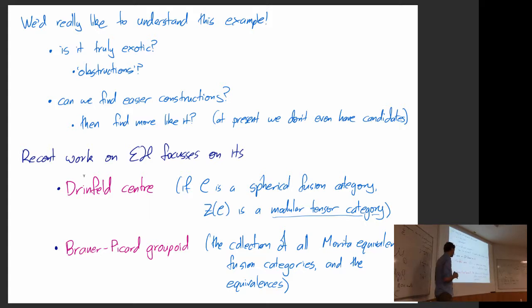And then we also want to study the Brauer-Picard group for it. So very briefly, this is not just the fusion category that you started with to study, but all other fusion categories for which there exists a Morita equivalence from your original fusion category to some other one. And the Brauer-Picard group also keeps track of some higher data as well. It keeps track of the bimodule between your fusion category and the other one. And it keeps track of equivalences between different bimodule categories and so on. So there's some just complicated homotopical data in there.